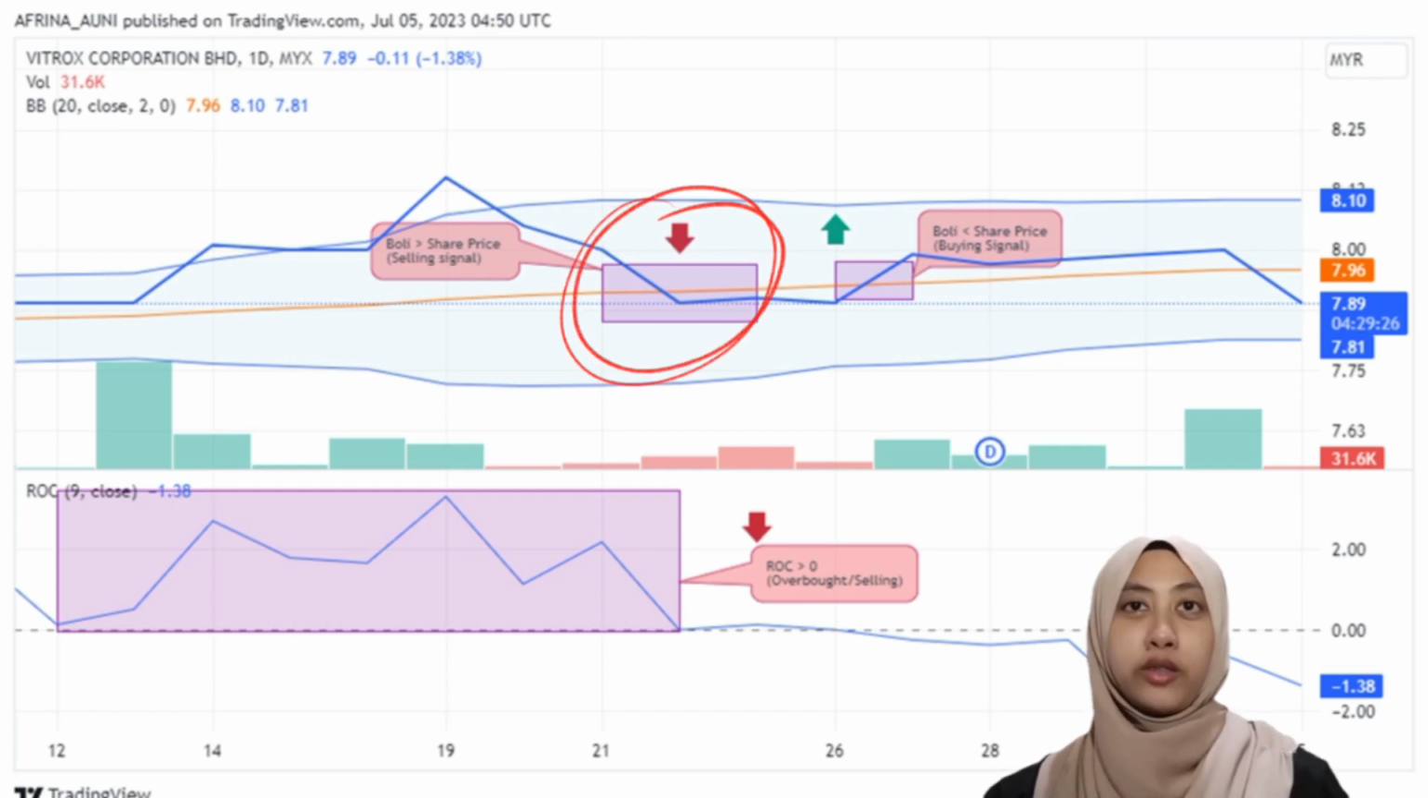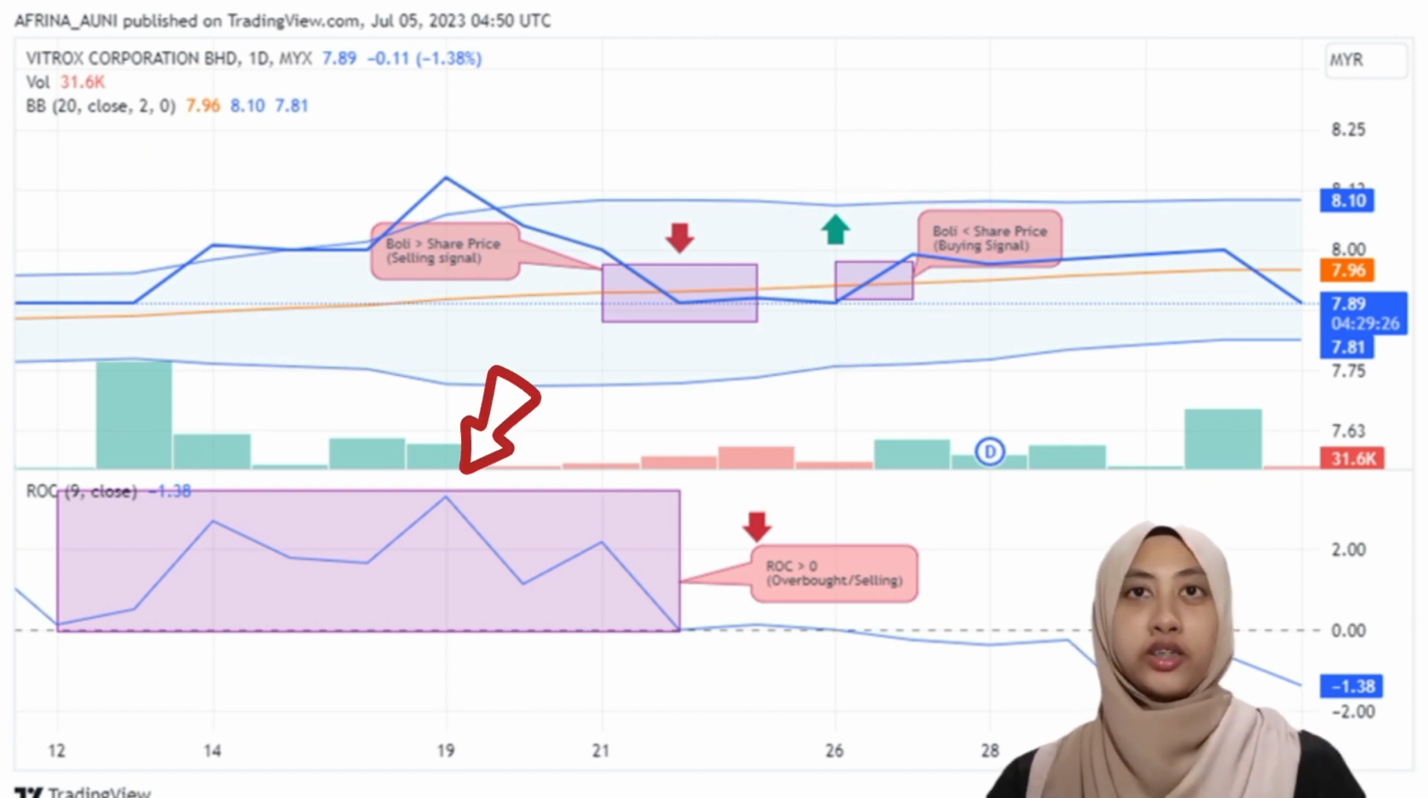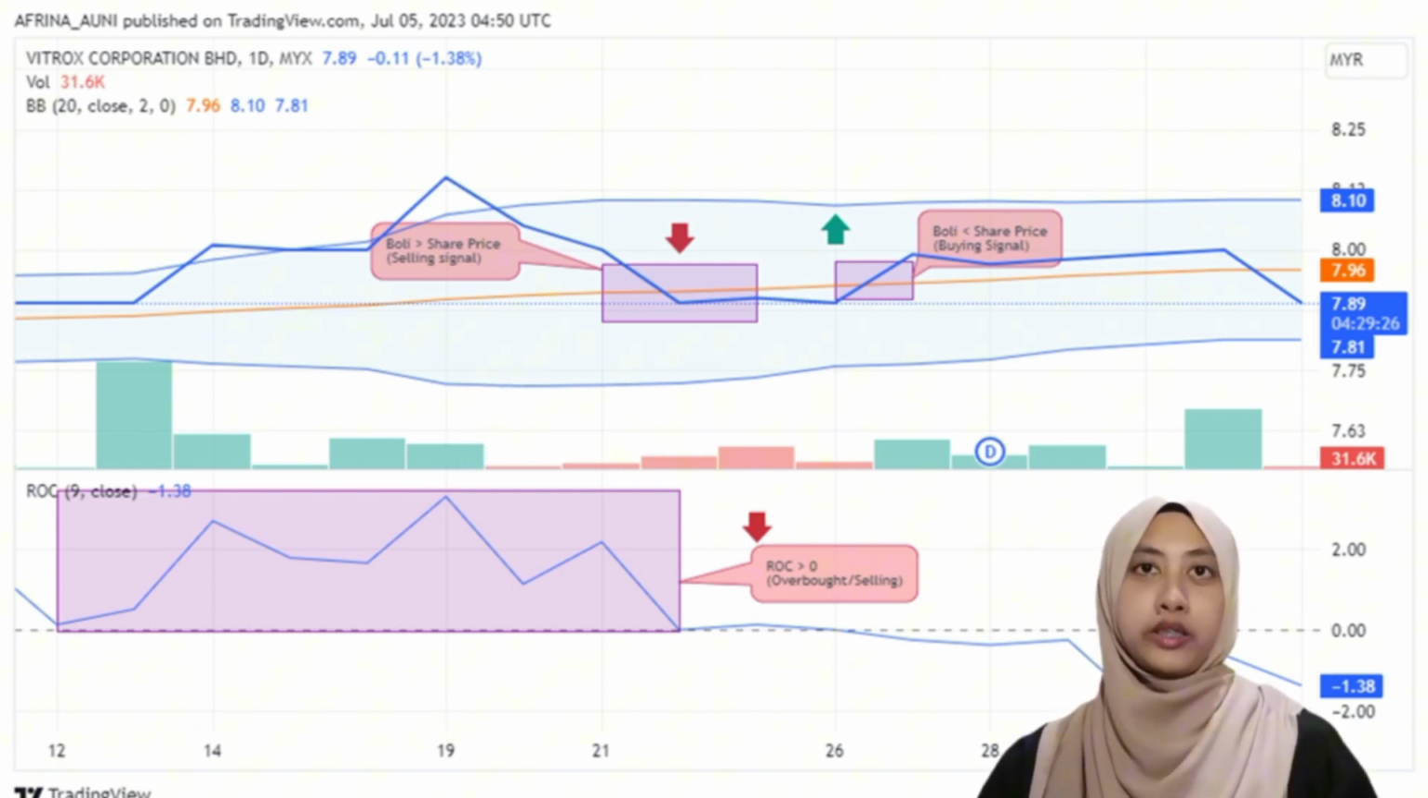On 21 June, there was a selling signal on the Bollinger Bands indicator. This is because the Bollinger line has crossed above the share price line, while on 26 June, there was a buying signal. This is because the Bollinger line has crossed below the share price. It shows that on 21 June, there is a selling signal on the ROC indicator. The ROC line crosses above the zero line, which means that the stock is overbought. I would recommend the investor to buy this stock now because the buying signals appear more than selling signals.